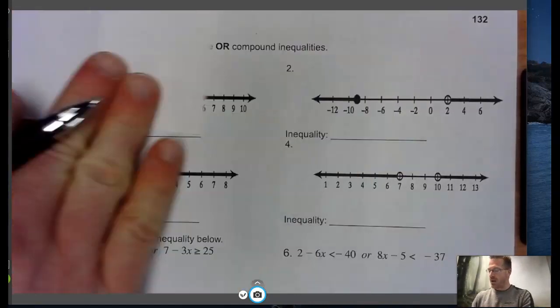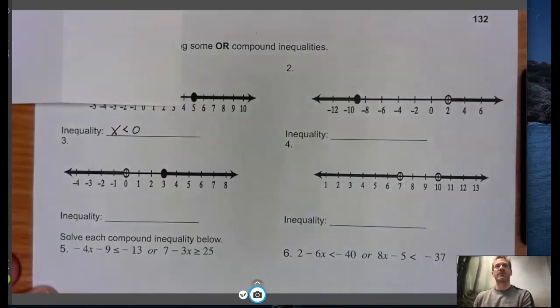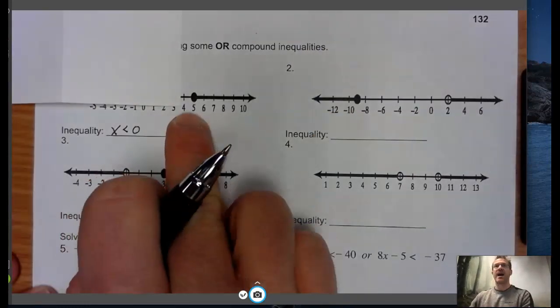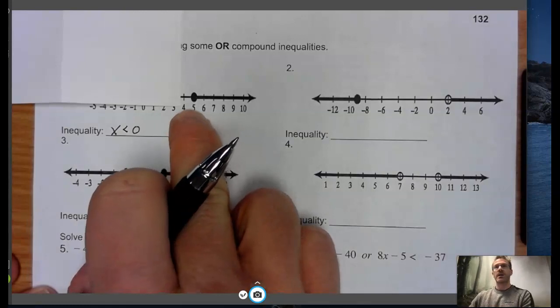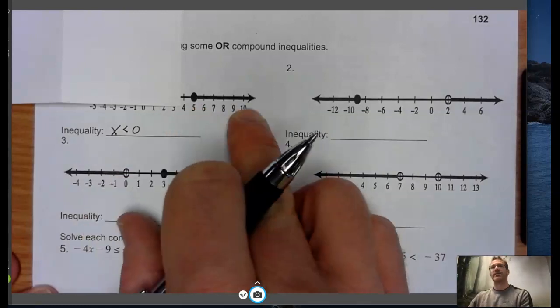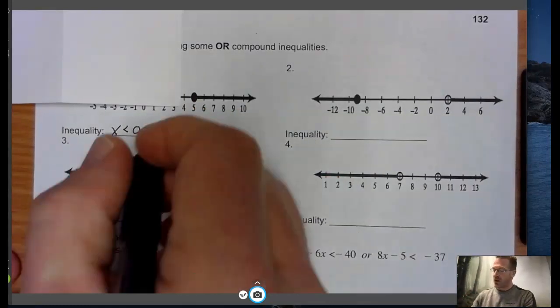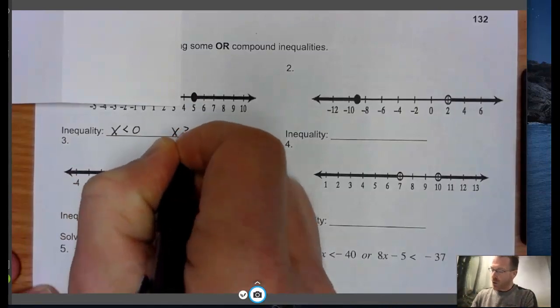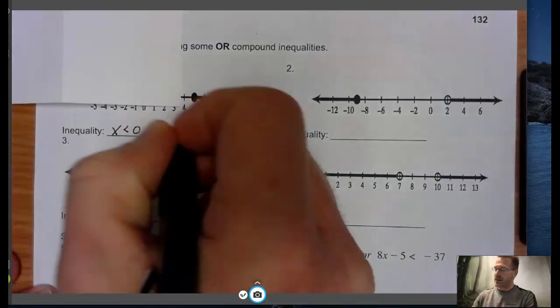All right, now I'm going to look at the right side here. Cover up the left side. Okay, my anchor is 5. It's a solid circle, and I want all the numbers to the right of 5. So those numbers are all bigger than 5. So I'd want x is greater than or equal to, since we have that solid dot, 5.